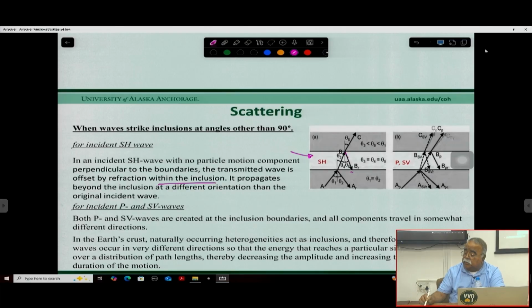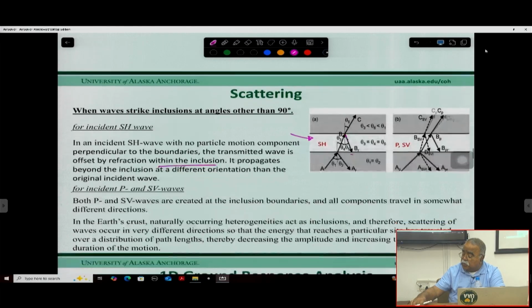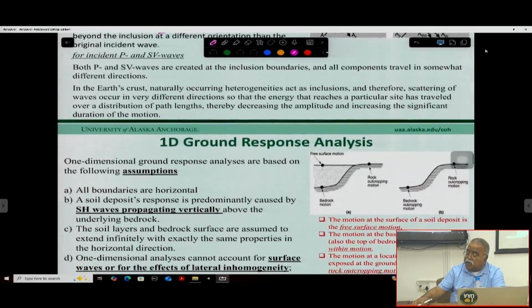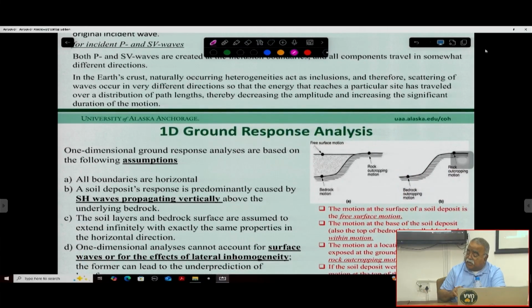So this is your SH wave part, and similarly there are P and SV waves, two different parts, and those will also be generated. But in our transmission layer, we will only be considering the vertically propagated SH wave, right? That's the only thing we will be interested in for the soil sample, right?